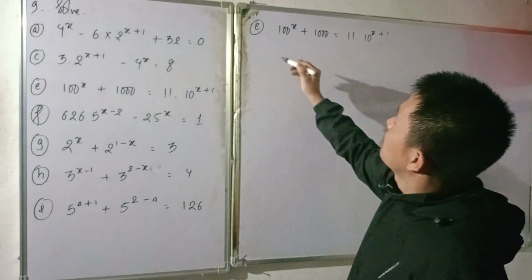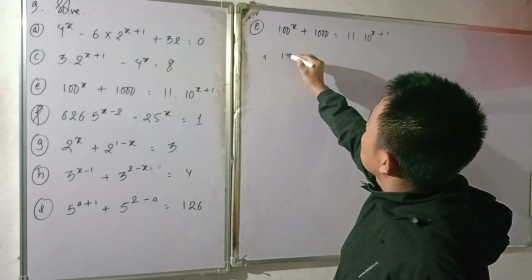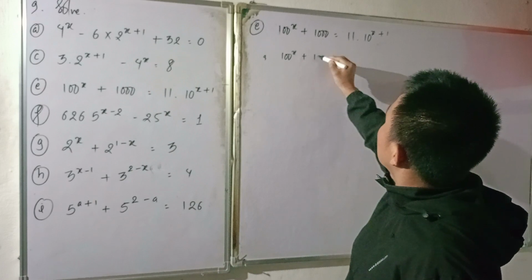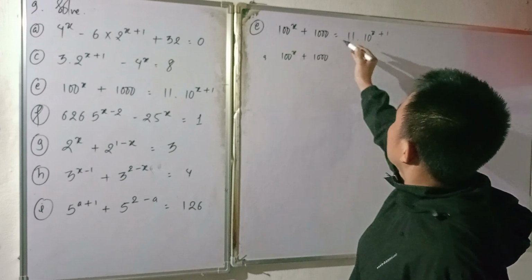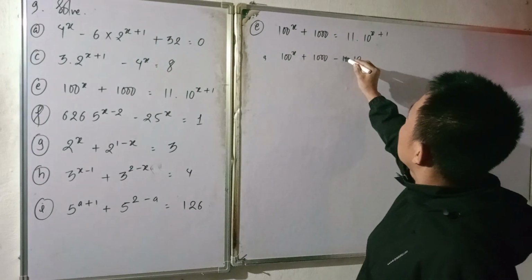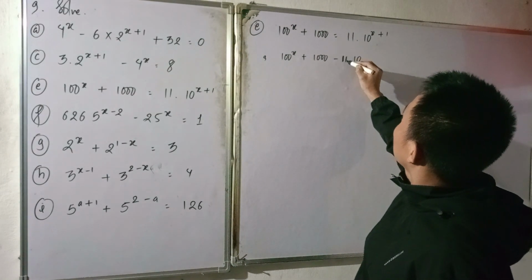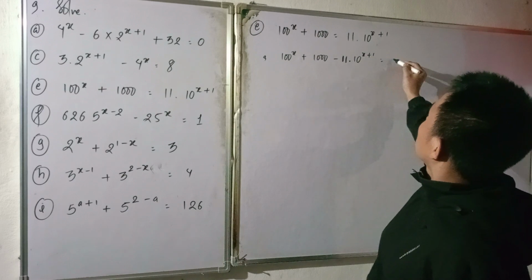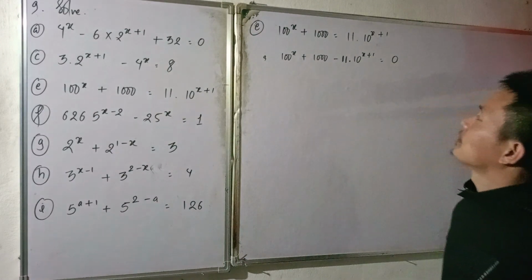Okay, to the left hand side. Now this is 100 power x plus 1000. Let's bring this minus 11 dot. Okay, not point, actually it is dot. Dot means multiplication sign, equals to 0 here.